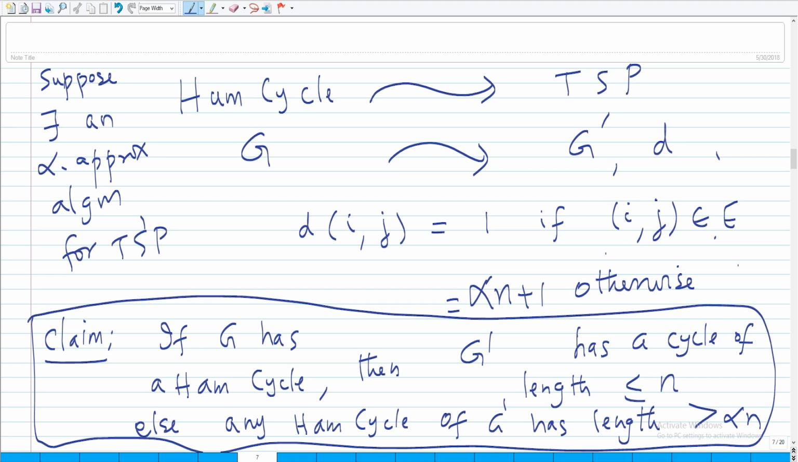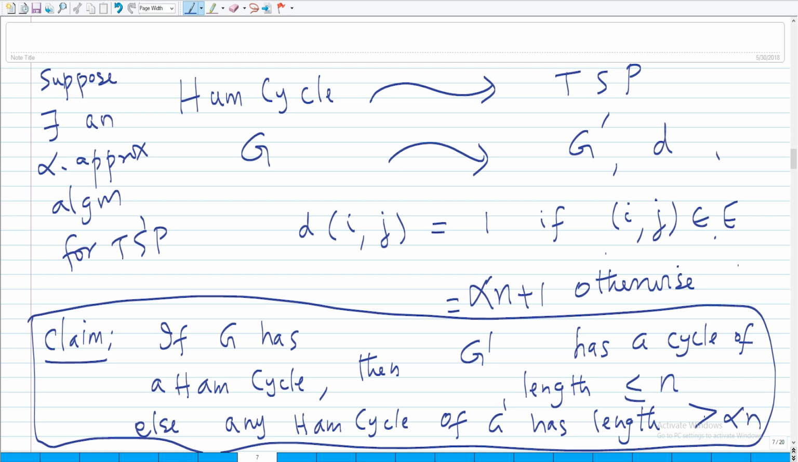If G has a Hamiltonian cycle, then the same Hamiltonian cycle will exist in G prime with the total cost at most n, because any edges of the original graph have distance 1. If G does not have a Hamiltonian cycle, G prime has Hamiltonian cycles, because G prime is a complete graph. It will have lots of Hamiltonian cycles, but all of them will use an edge of this type, a non-edge of the graph, because G does not have a Hamiltonian cycle. So, its length would be strictly more than alpha n. So, we have made a separation.